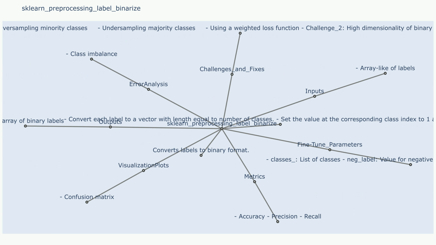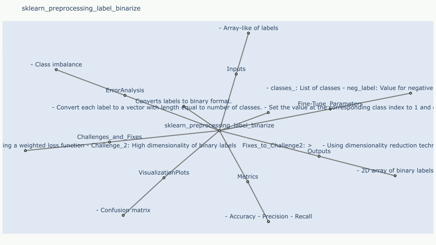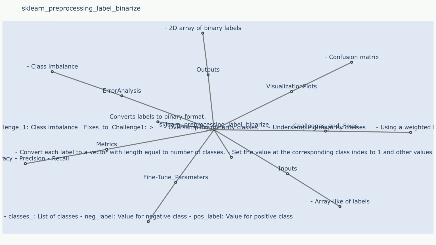Visualization plots. Confusion matrix. This plot visualizes the performance of the classification model by showing the number of true positives, true negatives, false positives, and false negatives. ROC curve. This plot shows the trade-off between true positive rate and false positive rate for different classification thresholds.